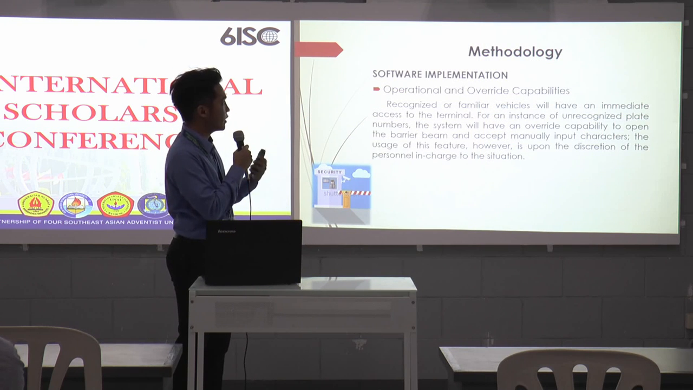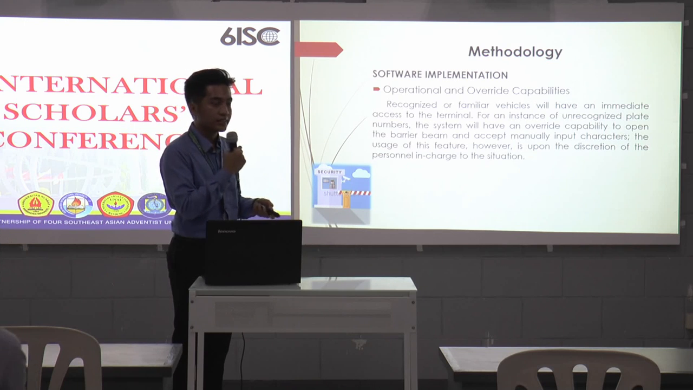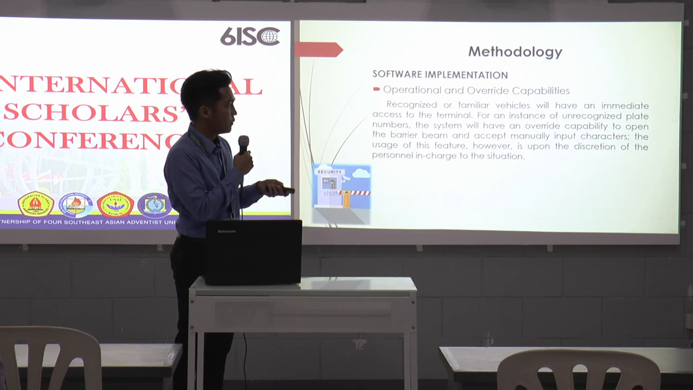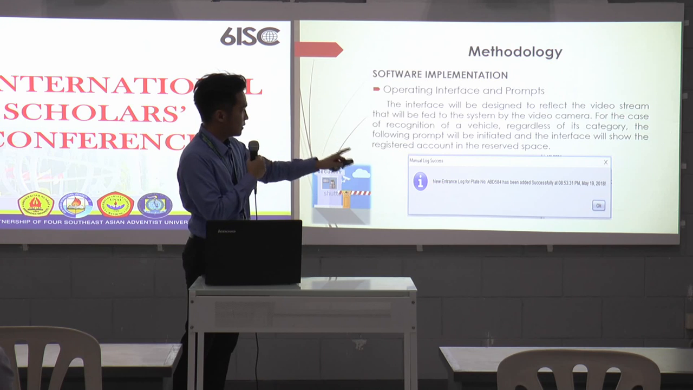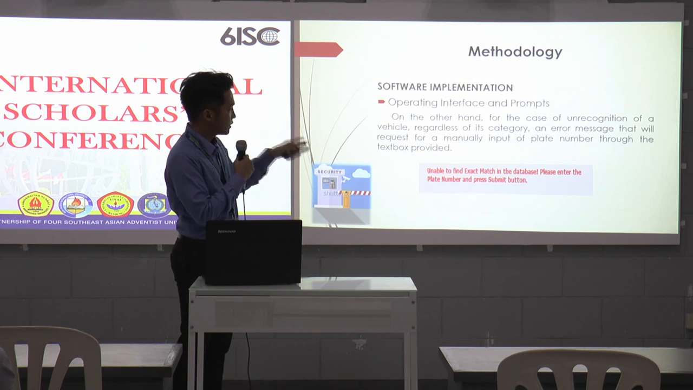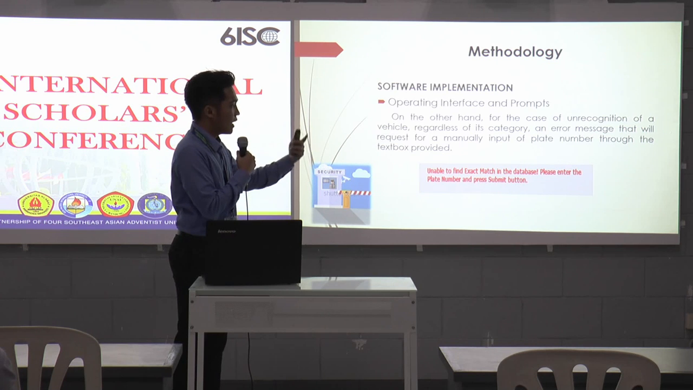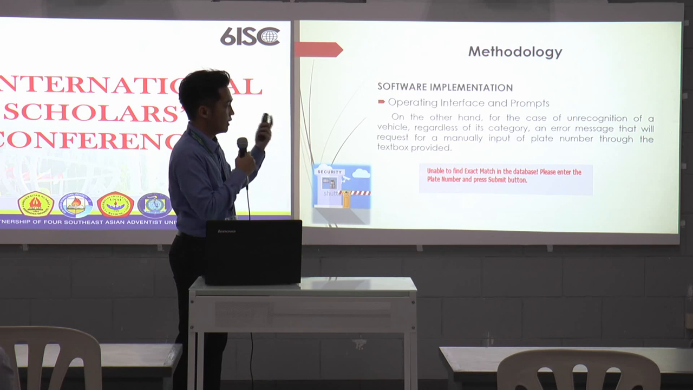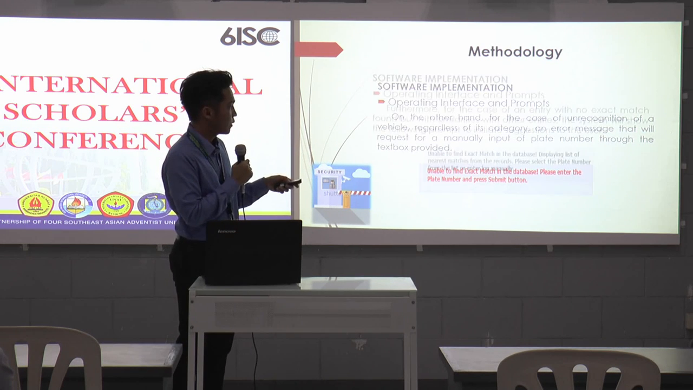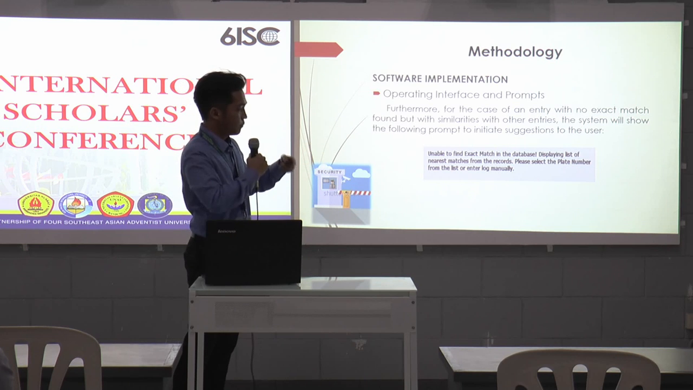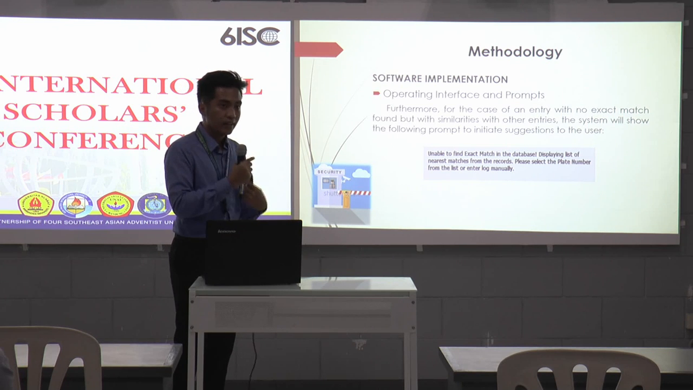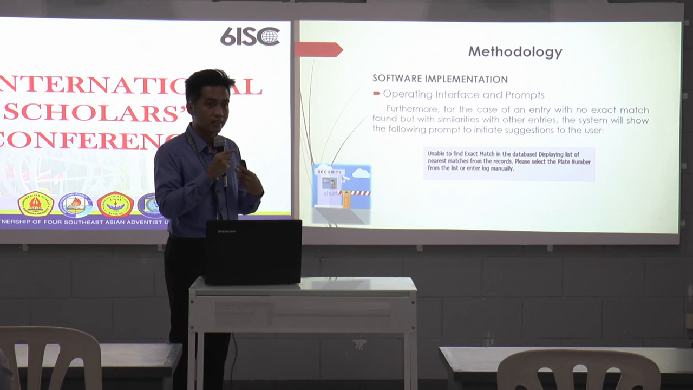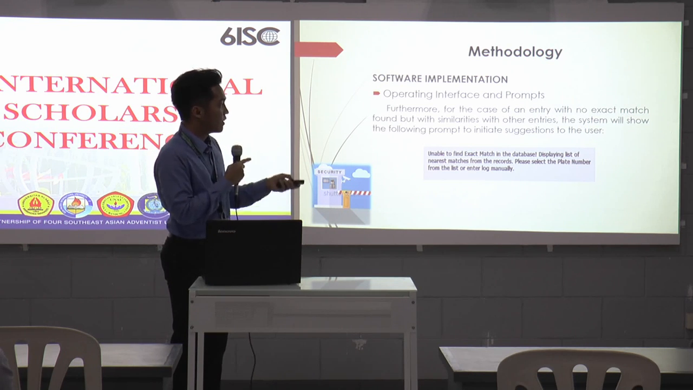Now, software implementation and other capabilities. We made ways so that even if the computer fails to recognize the plate, there will always be another capability present so that everything will still be operable. These are the prompts given when a plate number is recorded. And this is another prompt given so that the supervisor will be notified that the system doesn't recognize the plate number. And the third one is the tricky one, because the system is notifying the user that the plate number read or interpreted is not in the database. However, there are some plate numbers that are similar, and then there are prompts that will be given.